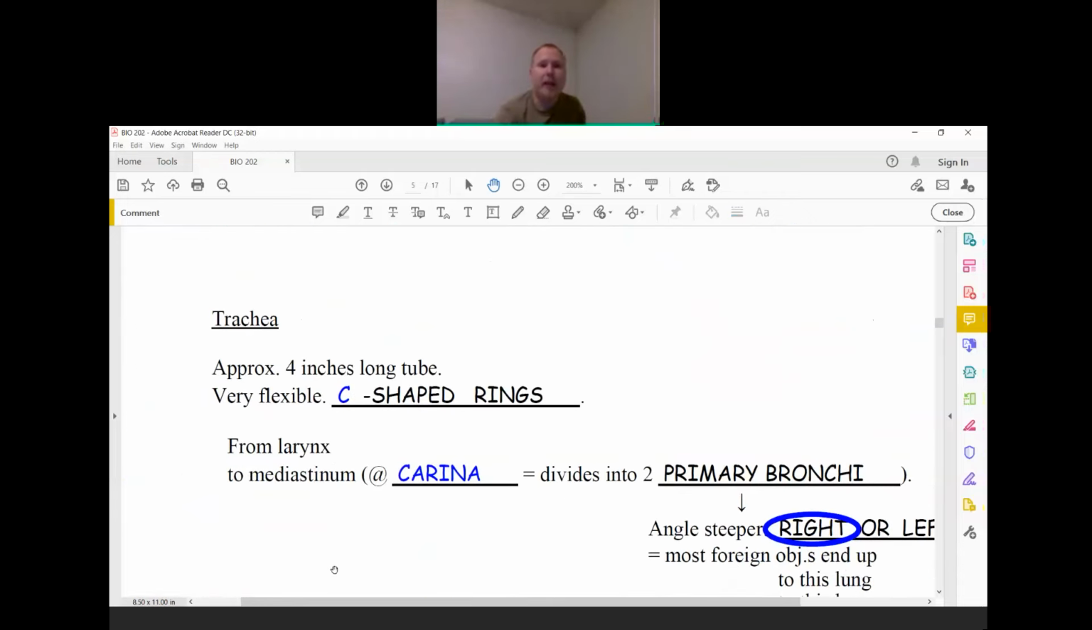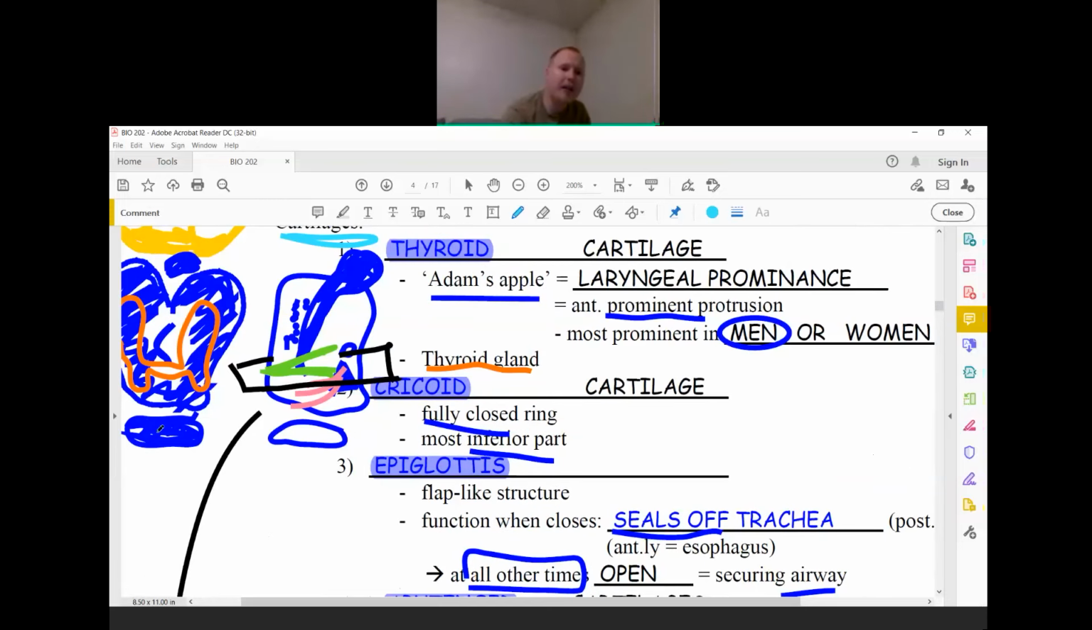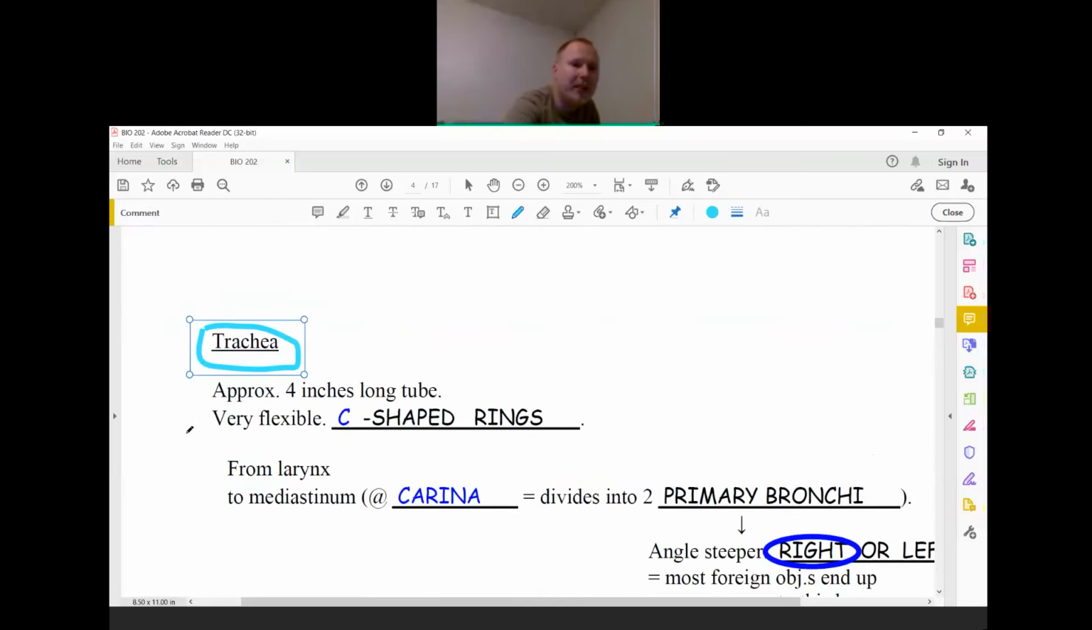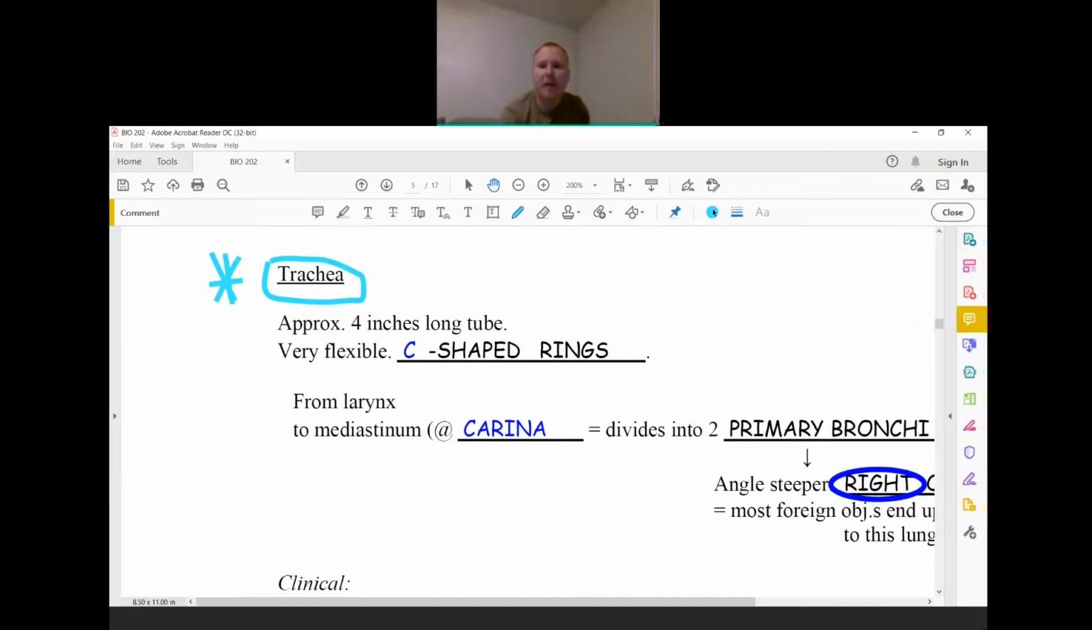The next structure that I want to talk about is going to be our trachea. It's about a 4-inch-long tube connecting from the bottom here, from our cricoid cartilage that we saw here, and running all the way down to the lungs, where the lungs start. And let's do a quick sketch here to put us on the map of what we're looking at.